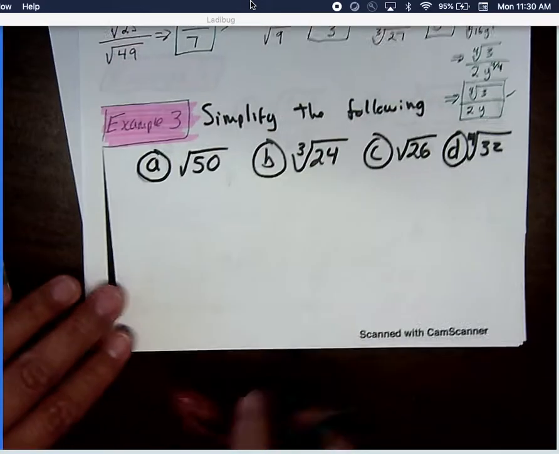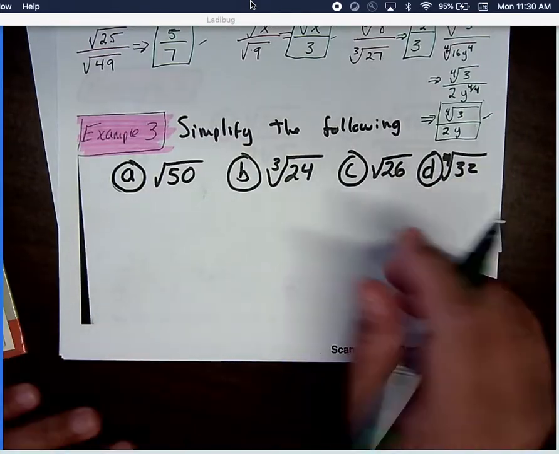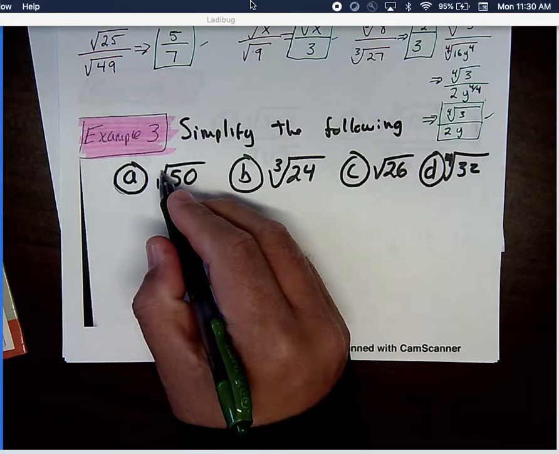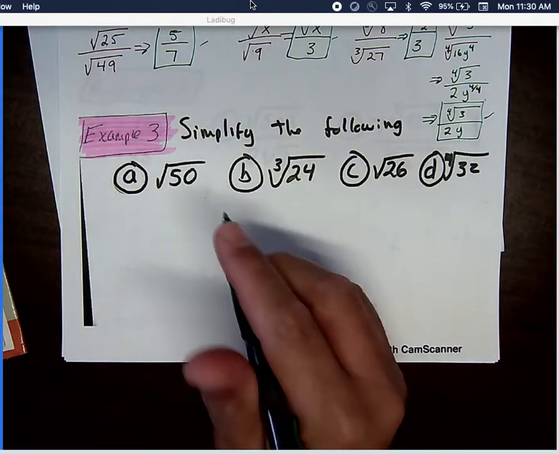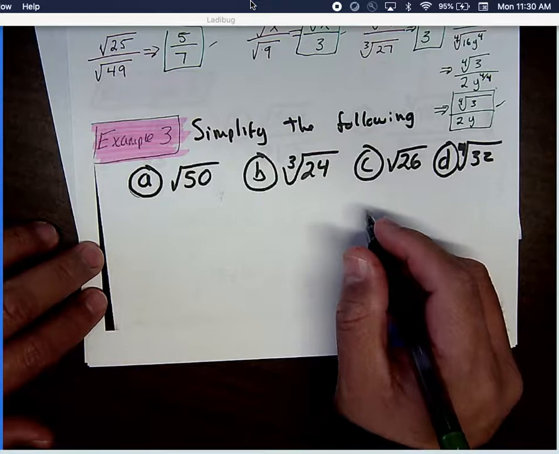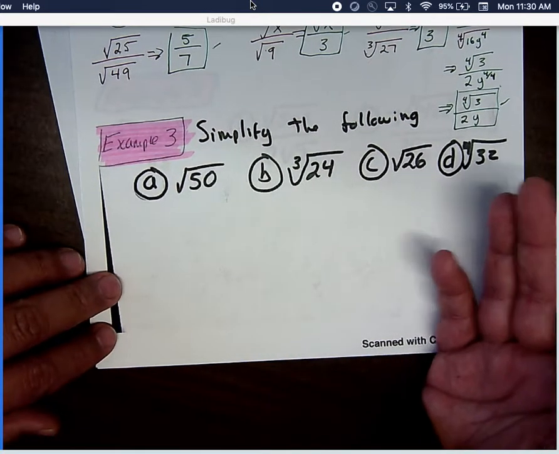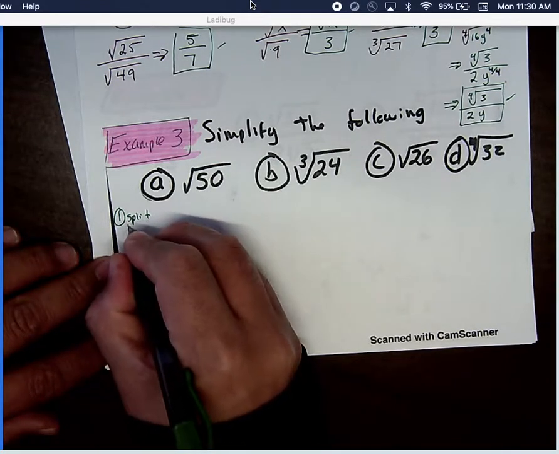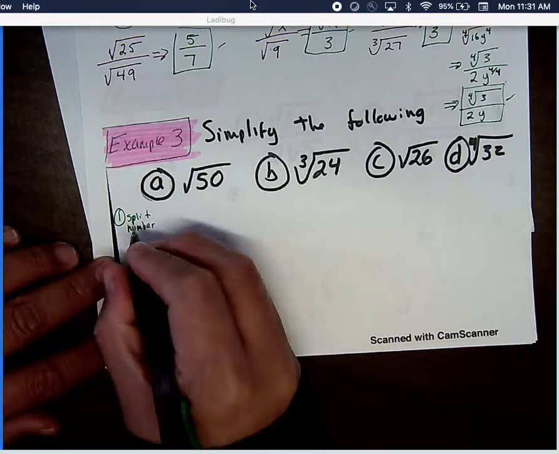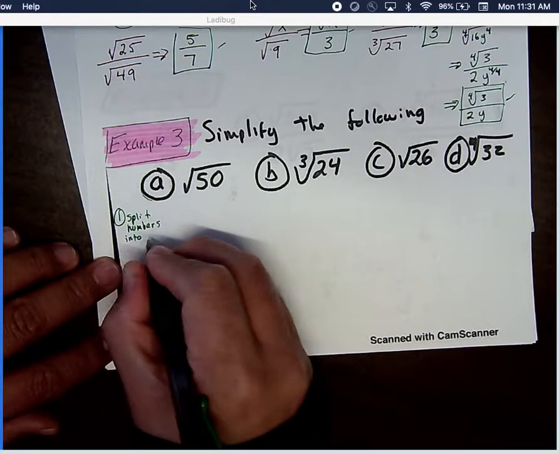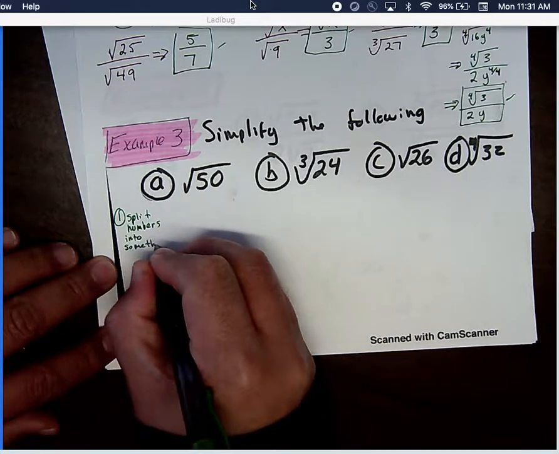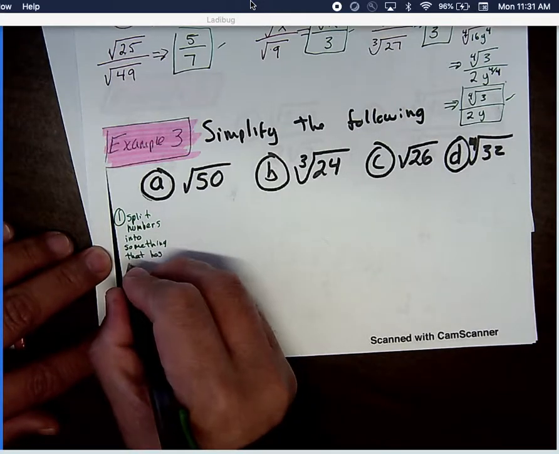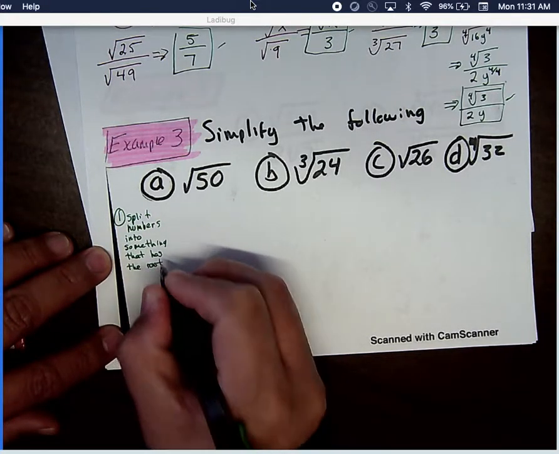Okay, example 3. These ones are not easily seen how you can simplify. 50. So that's the square root of 50. So for these ones, you're gonna have to split them, or find the prime factors. I'm just gonna write: split numbers into something that has the roots being asked.